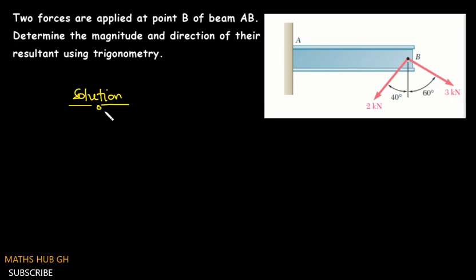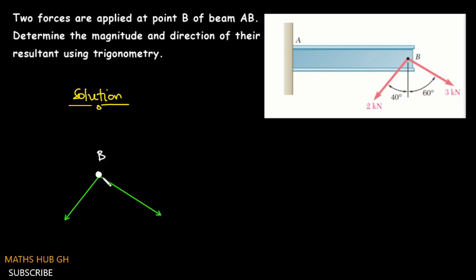So I'm going to start by drawing the free body diagram. Let's take this to be our point B. And then I'm going to draw the force vector for the 2 kilonewton force here. Let this represent the 2 kilonewton force, and then let this represent the 3 kilonewton force. All right, so let's look at what I'm going to do next.